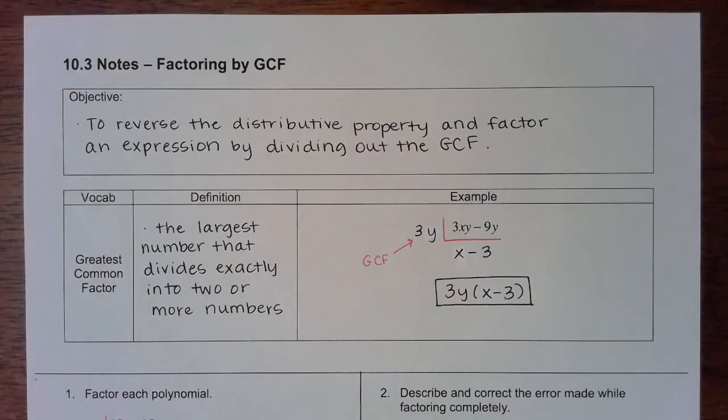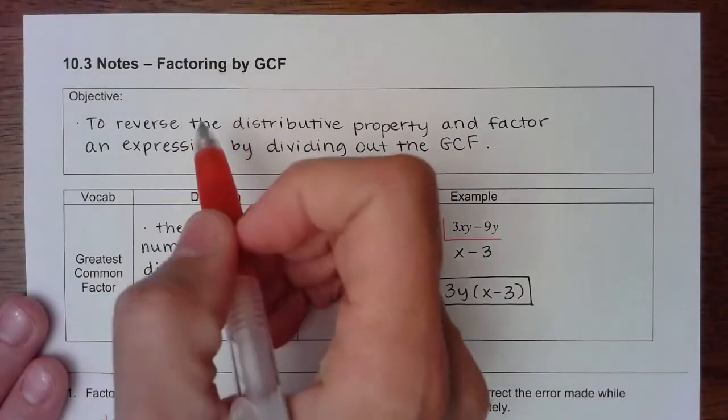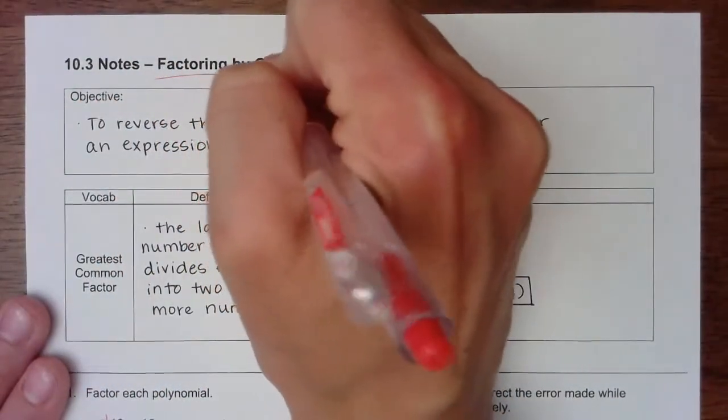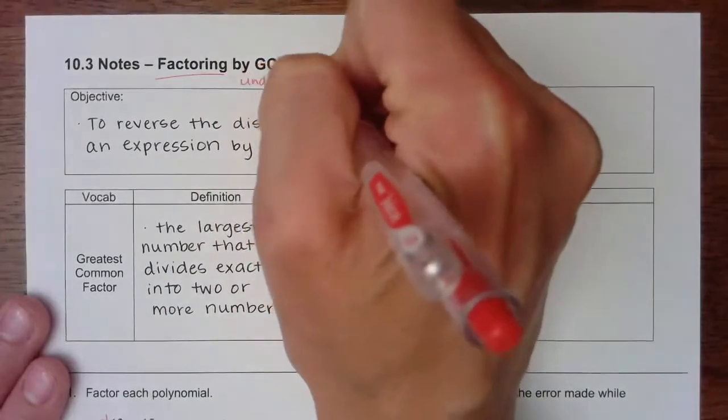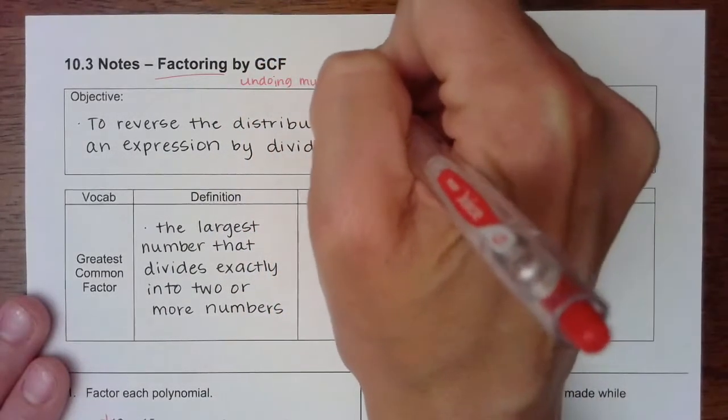In the notes for 10.3, we're going to be doing the opposite of the distributive property. The title of the note says factoring by GCF, and so this word factoring is going to be important. Anytime you factor something, you're undoing multiplication. And so that is going to be a theme for the next couple sections.